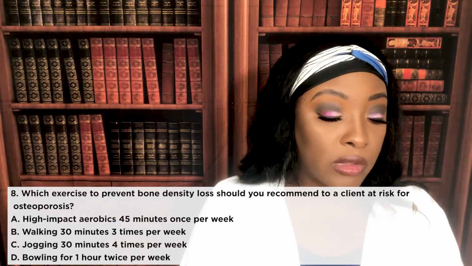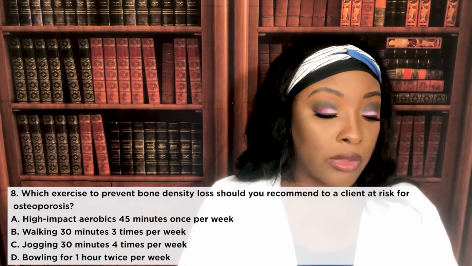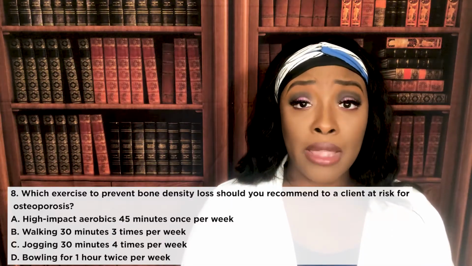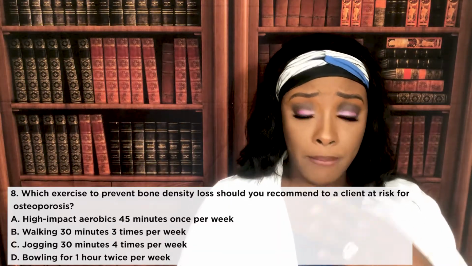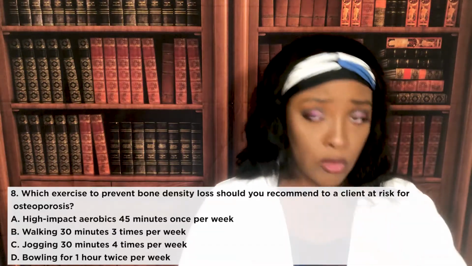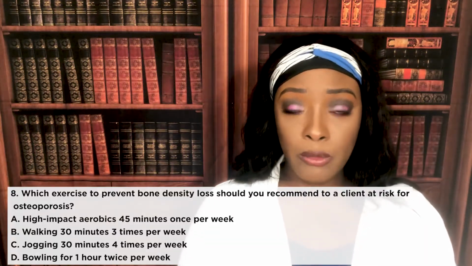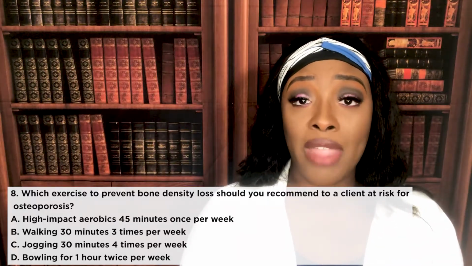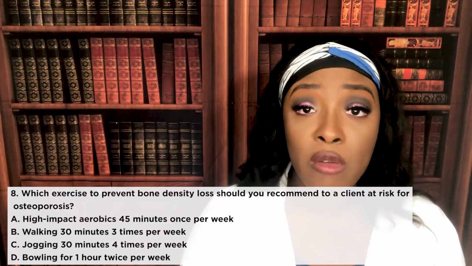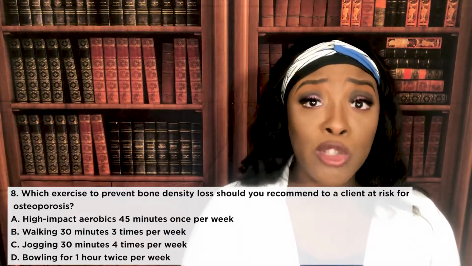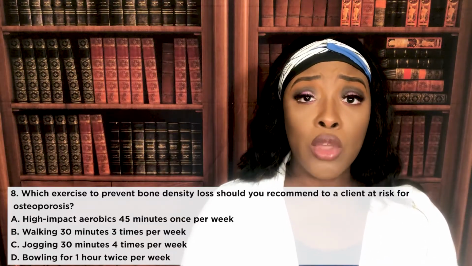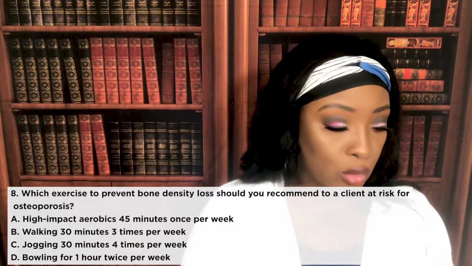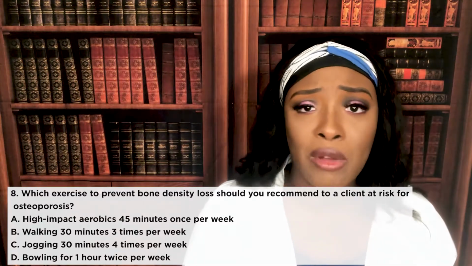And the correct answer is B, walking 30 minutes 3 times a week. So we're talking about osteoporosis, and we want to minimize the bone loss. We want that patient to be doing weight-bearing activities. But the type of weight-bearing activities you want them to be is non-jarring. So high impact, that's jarring. That's going to be hard on those joints. So is jogging. That's going to be hard on those joints. And bowling, that's not a weight-bearing activity.